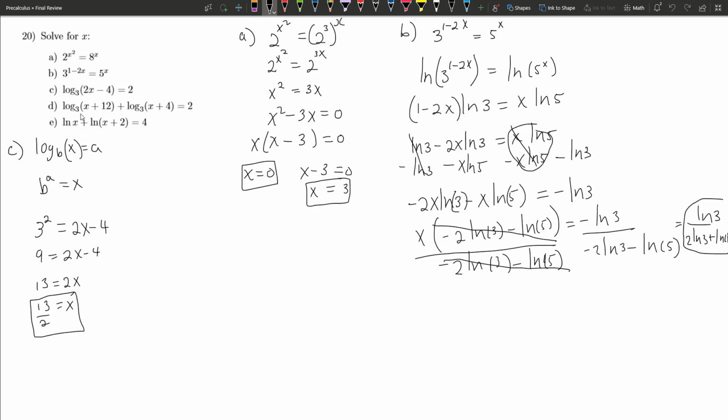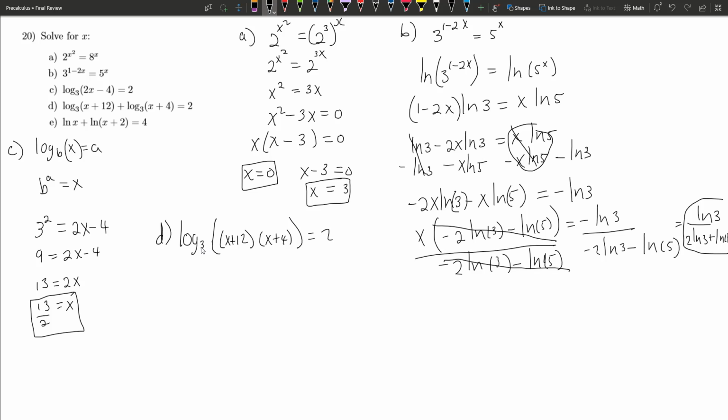And finally, let's do D. I may not finish E in this video, but let's do D. When you're adding logs, you can rewrite them as a multiplication. So this is log base 3, and we're just multiplying the things on the inside. So this is x plus 12 times x plus 4, and all of that is equal to 2.